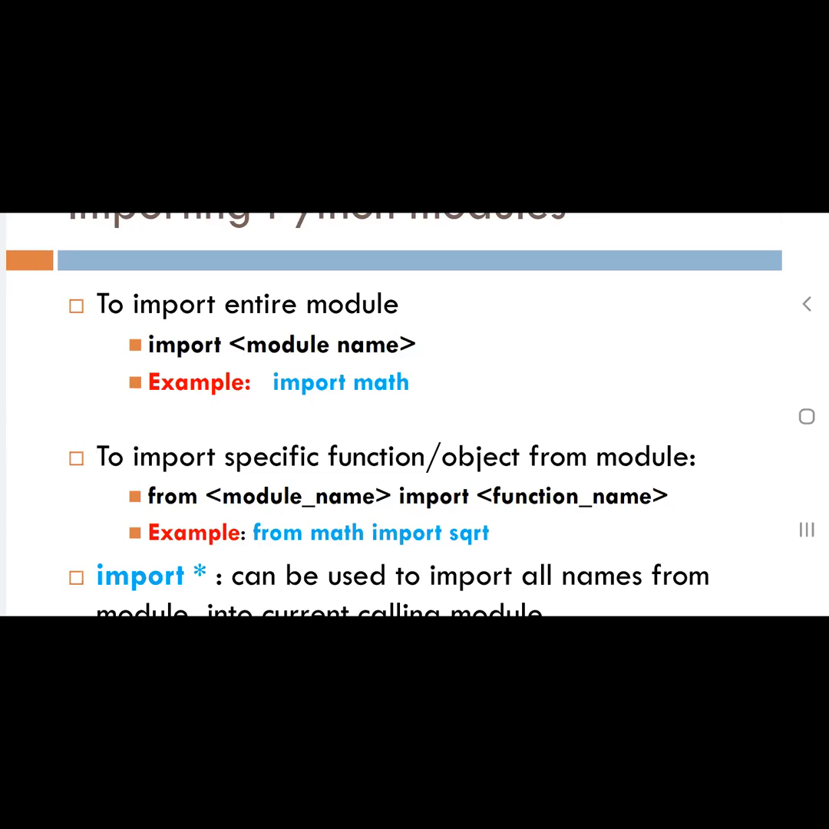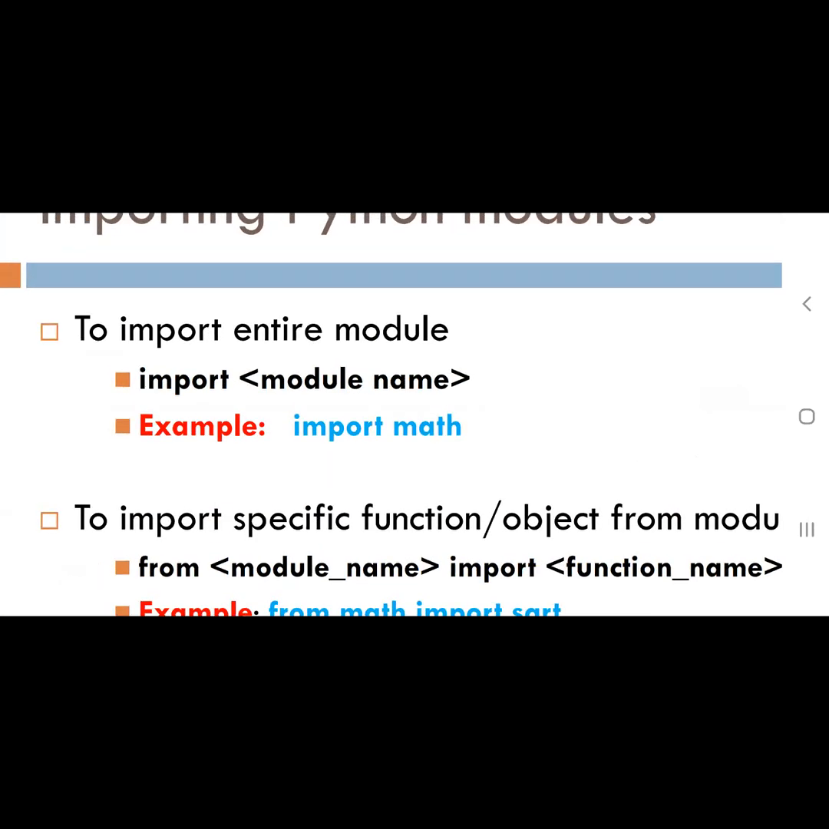Then import math. If you are importing, what will happen? Can anyone say? All the functions are imported, no? Do you understand what I'm saying? For example, we are about to use only one function from the module. Simply if we do import math, for example the math module, and I am going to use only one function, the square root function alone, but I am just doing import math, what will happen?